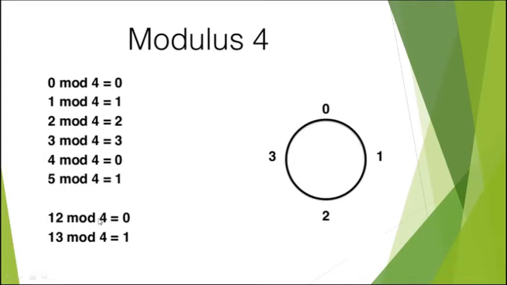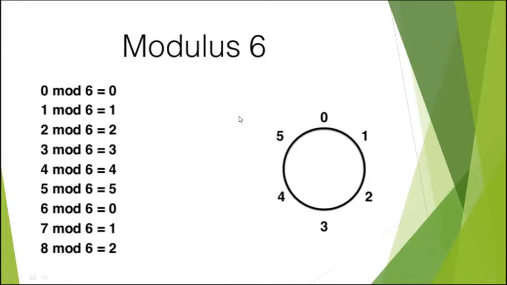Because 12 divided by 4, the answer is 3. That is a whole number, or an integer. And also 13 mod 4. Okay? So 12 divided by 4 is 3, so 3 times 4 is 12. 13 minus 12, the remainder is 1. Okay? Next, modulus 6. So 0, 1, 2, 3, 4, 5, 6.